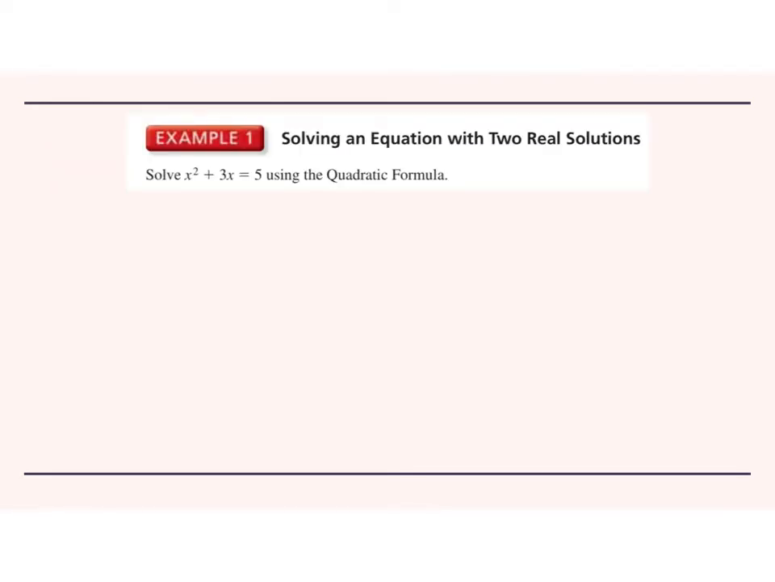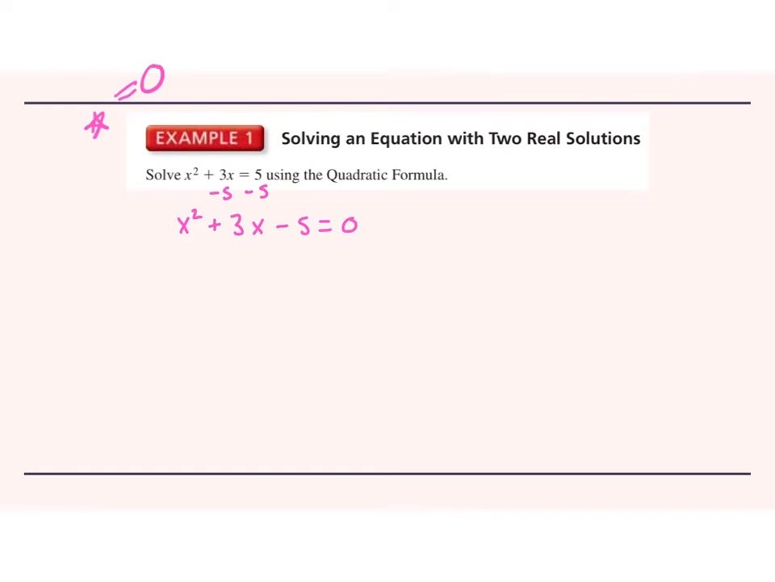So let's look at our first example. We need to solve using the quadratic formula. First step, super important, it always has to be equal to 0. So we need to move this 5 to the other side of our equation. We can do that by subtracting 5 on both sides. So our new equation is x squared plus 3x minus 5 is equal to 0.